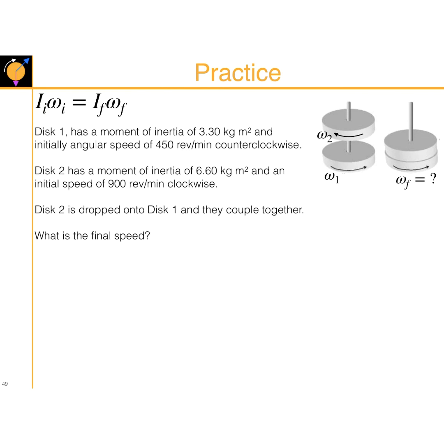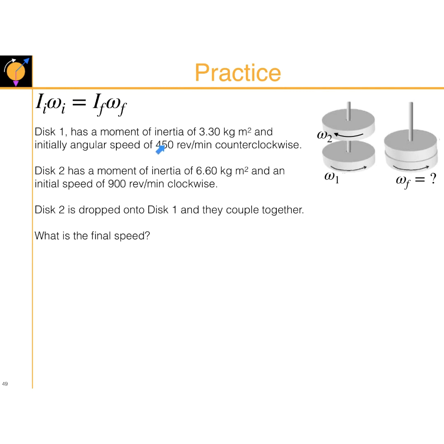Another example, let's say I have two disks that are spinning. Disk 1 has a moment of inertia of 3.3 kilogram meter squared, and it's rotating at 450 revolutions per minute clockwise. Disk 2 has twice the moment of inertia, 6.6 kilogram meter squared, and it's rotating at 900 revolutions per minute counterclockwise. I drop one on top of the other, they immediately stick together and become one disk. What's going to be their final angular momentum?